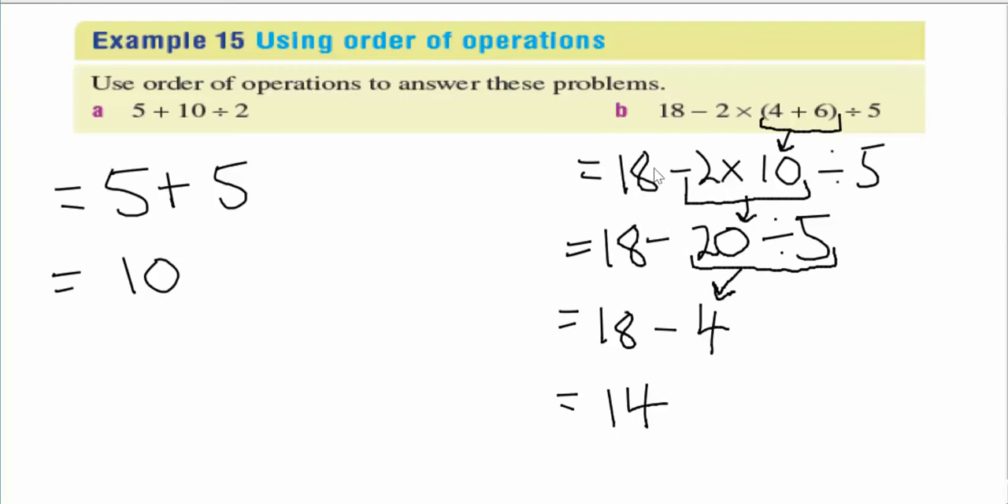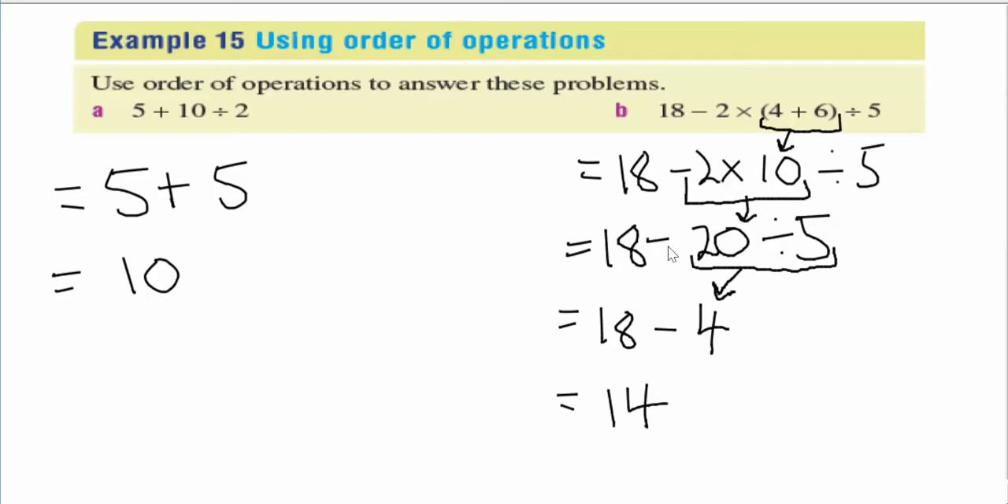So my 18 and the minus drops down, the 2 and the multiplication sign drops down. I'm just dealing with this part, so I get my 10 divided by 5 drops down. Now I'm working on this part only, the 2 times 10. So the 18 and the minus drops down. 2 times 10 gives me the 20, and the divided by 5 just drops down.